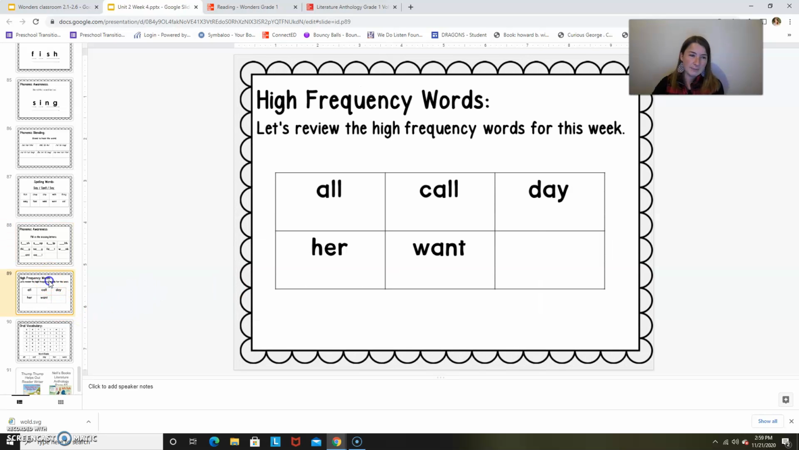Good job, guys. All right, let's practice our sight words one more time. All, A-L-L, all. Then we have call, C-A-L-L, call. Then we have day, D-A-Y, day. Then we have her, H-E-R, her. Then we have want, W-A-N-T, want.